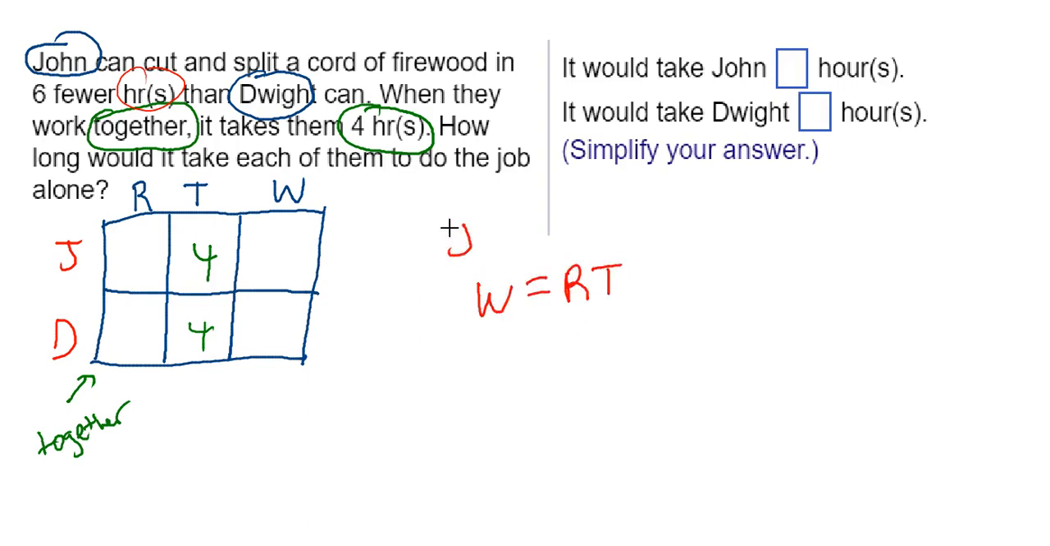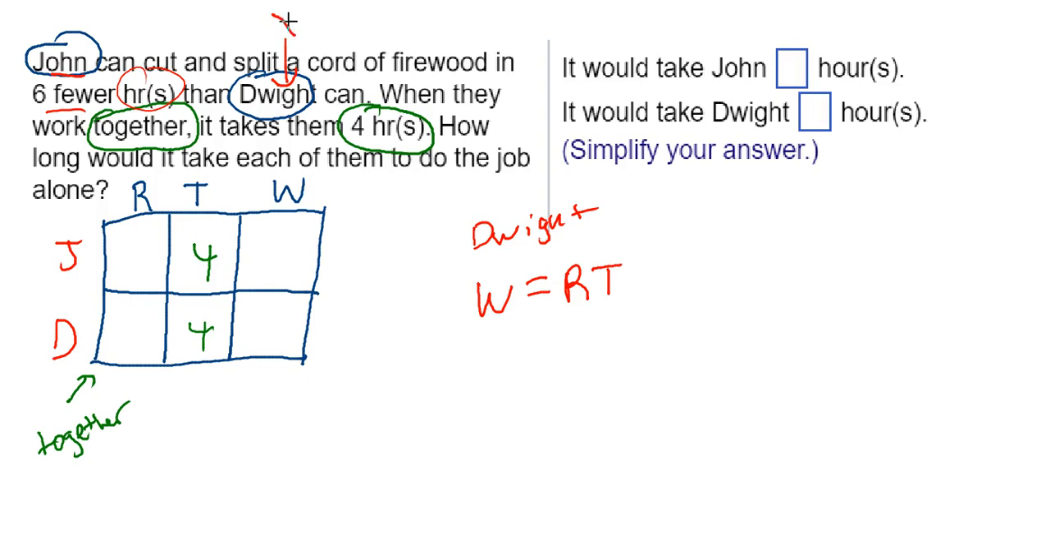So when John's working alone, let's not do John, let's do Dwight actually. So when Dwight's working alone, the problem is we don't know the time, right? So when Dwight's working alone, how long does it take him to do the job? We don't know. And we have no information about that, right? They at least give us a clue about John. He gets the job done in 6 fewer hours than Dwight. But Dwight, they don't give us any information about at all.